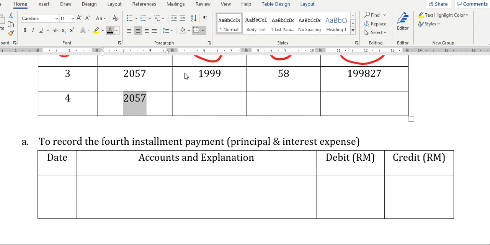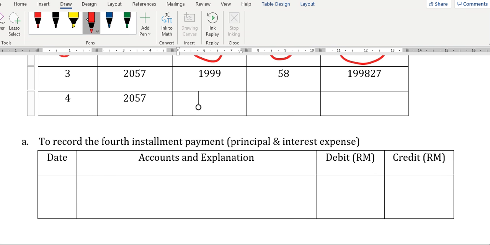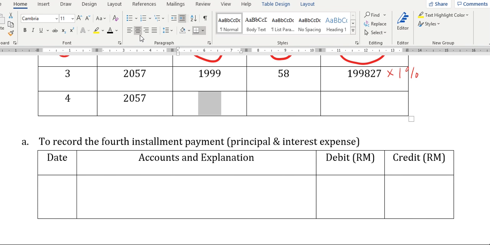So on the fourth month, bulan yang keempat, we are still going to pay the same amount, that is 2,057. So from this 2,057, the interest is 1%. So we will take this amount and multiply by 1%. So the amount 199,827 times 1% will be 1,998.